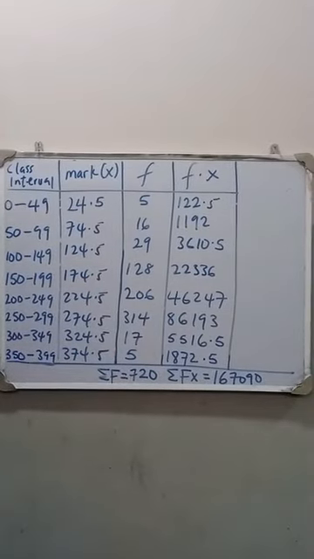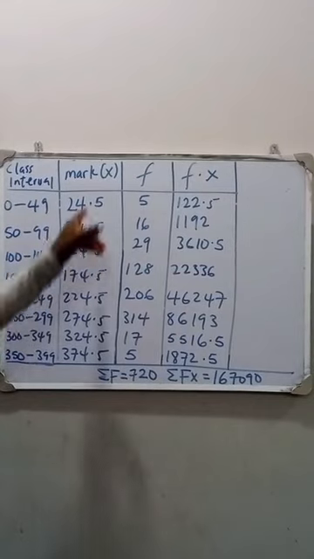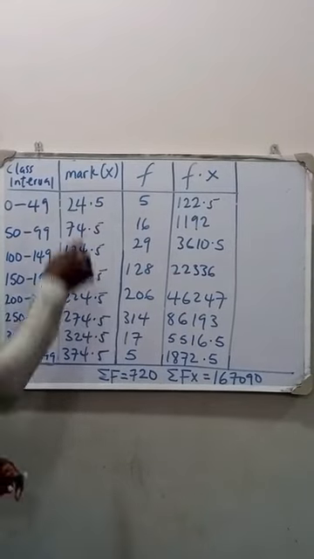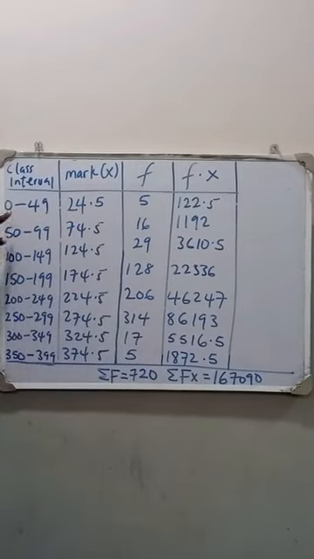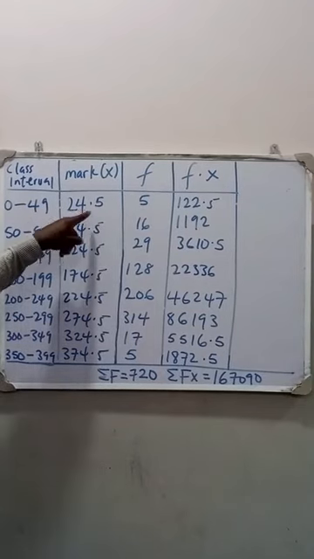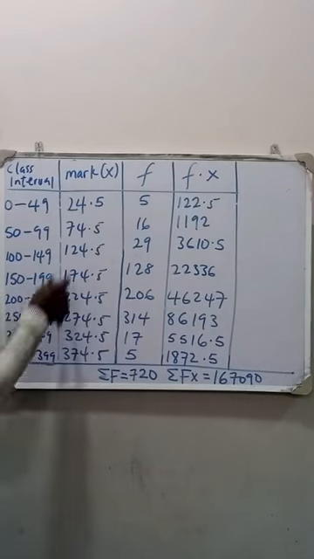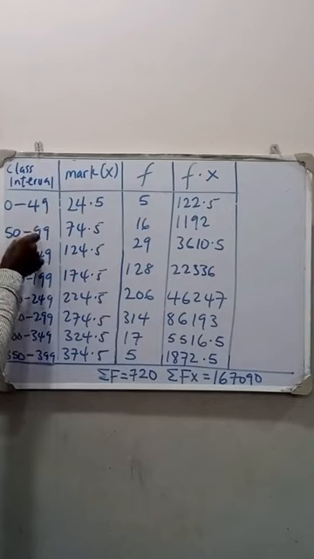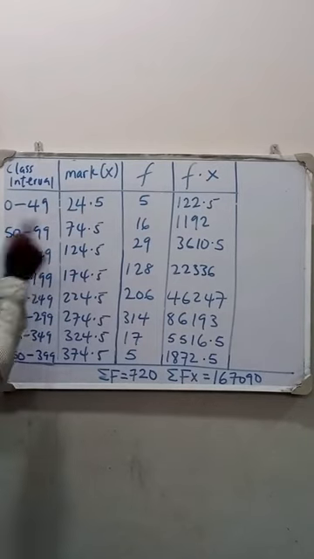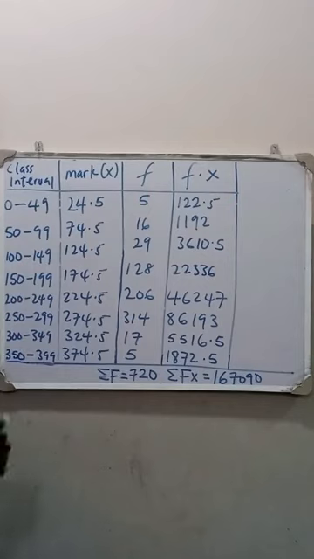You can see the class interval clearly. You can see the marks. So our marks are now given as x. How do we get this? We got this by adding 0 to 49. The 0 plus 49 divided by 2 will give us 24.5. Also, for this one, it will be 50 plus 99, then divided by 2. This will give us 74.5. Also, for this, it will be 100 plus 149 divided by 2. This will give us 124.5.